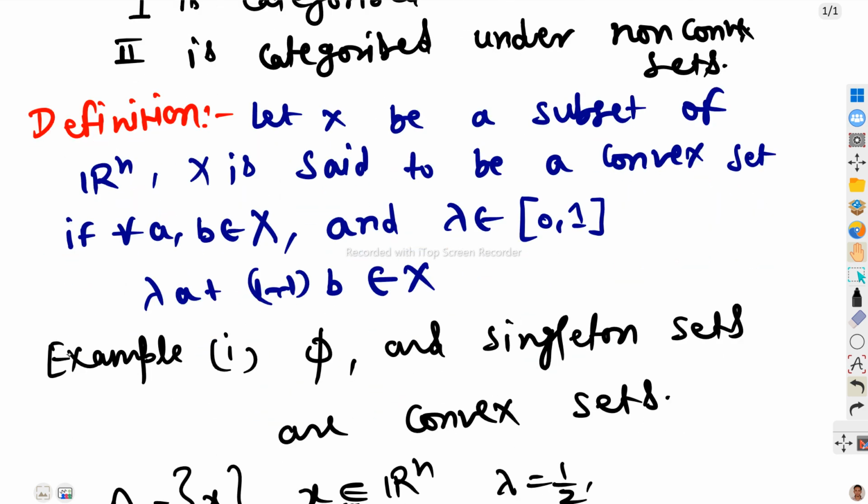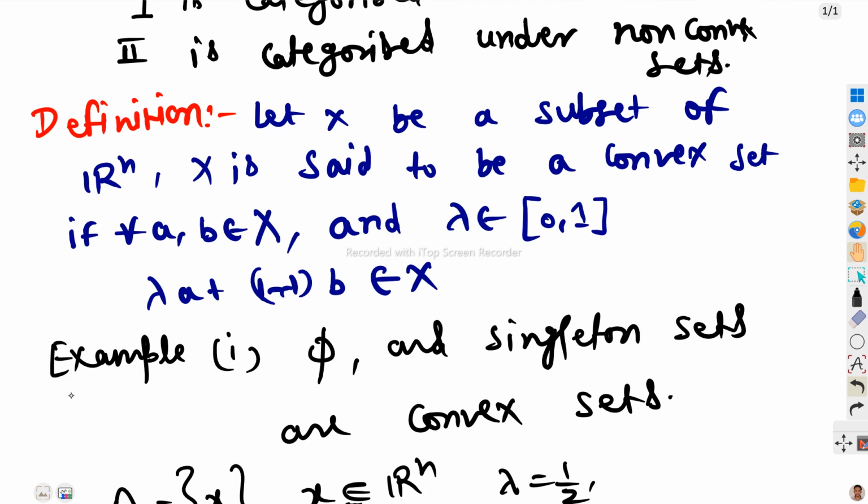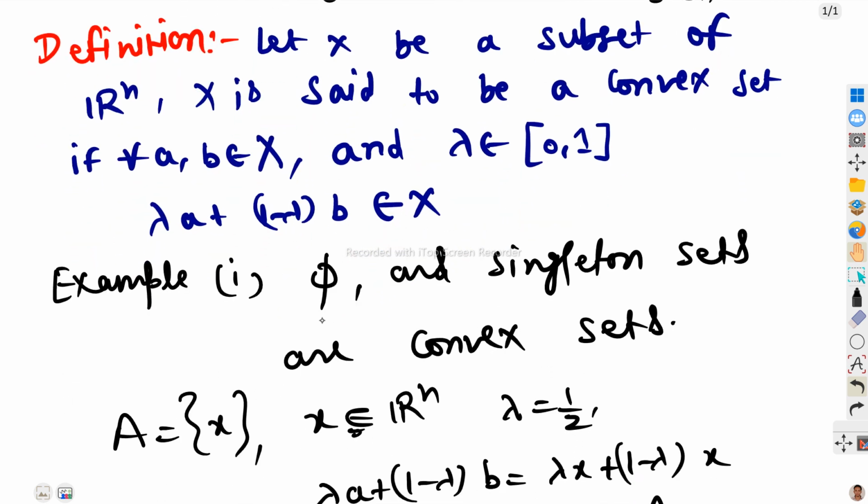So we have two examples. The empty set and singleton sets are convex sets. Why? Since there is no element in the empty set, no combination of elements can lie outside the empty set. So this is trivial.